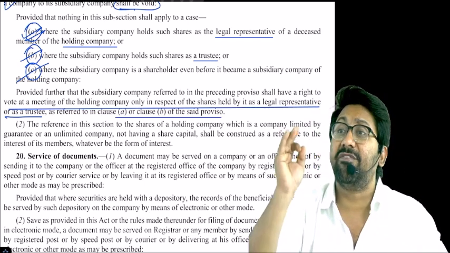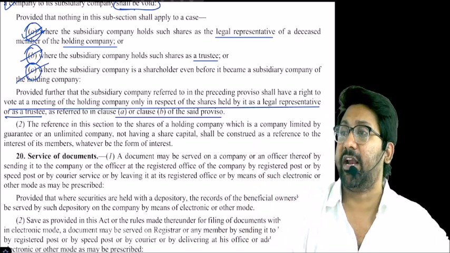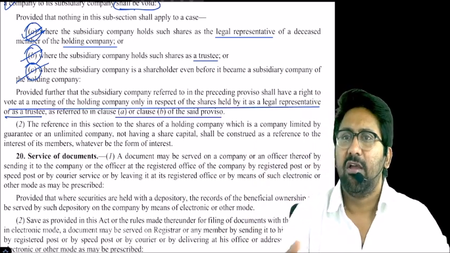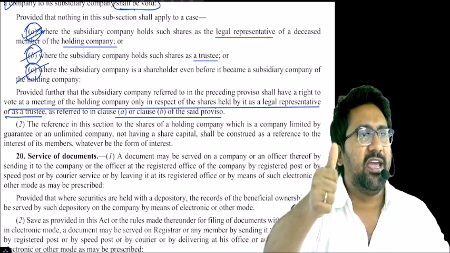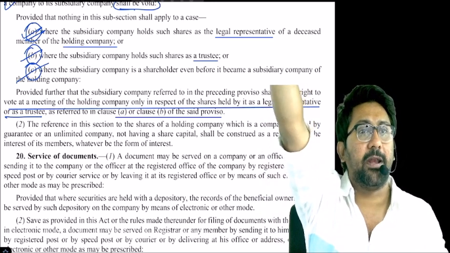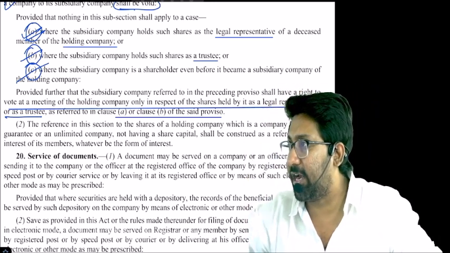So tell me, under which cases will you get voting rights? Don't tell A and B. Tell me which cases. When you are holding the shares as a legal representative of a deceased member of the holding company, when do you not get the voting rights?